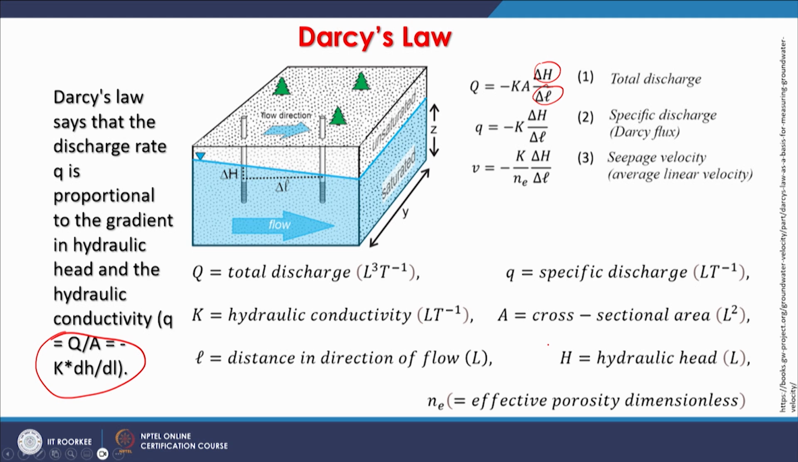So, equation 1 can be written as Q equals minus K A delta H upon L. The same equation can also be written for the specific discharge, or Darcy flux, that is small q, equal to minus K delta H upon L.